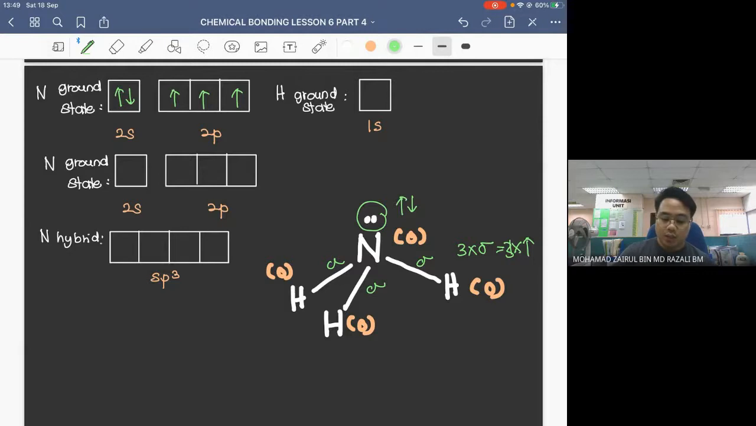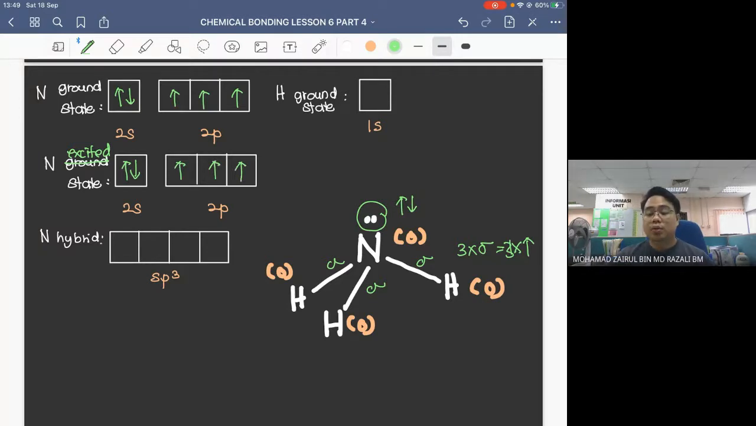So kalau awak tengok dia punya Lewis orbital diagram, awak dah ada 3 unpaired elektron dan 1 paired elektron. So maknanya awak punya excited state and also the ground state itu akan jadi sama. So awak hanya perlu salin balik. Awak tak perlu nak excitekan apa-apa elektron.